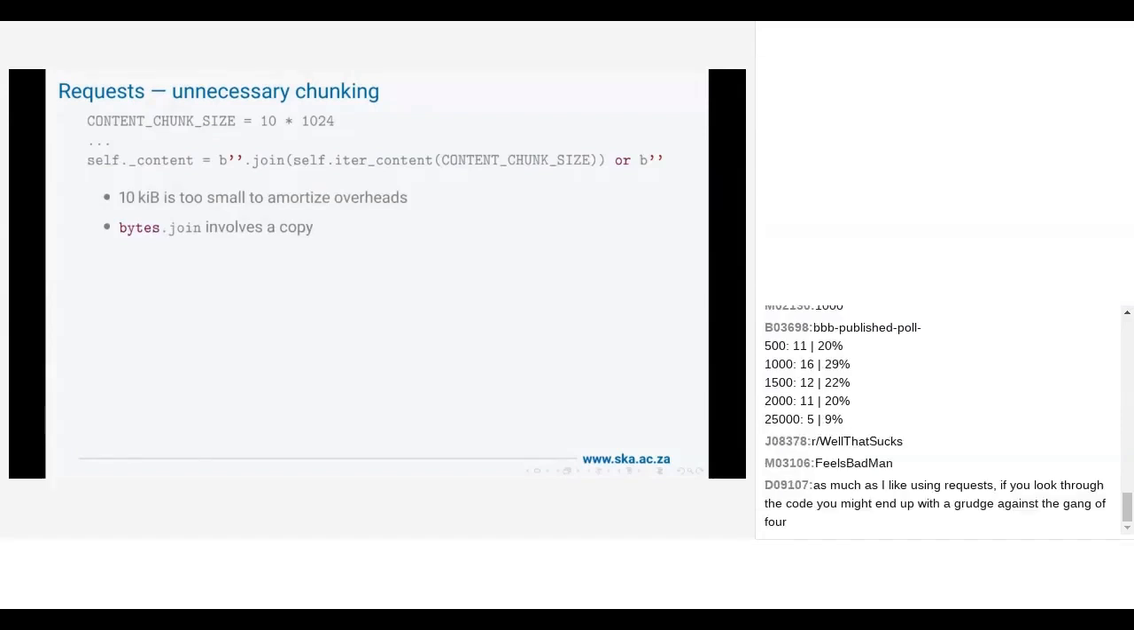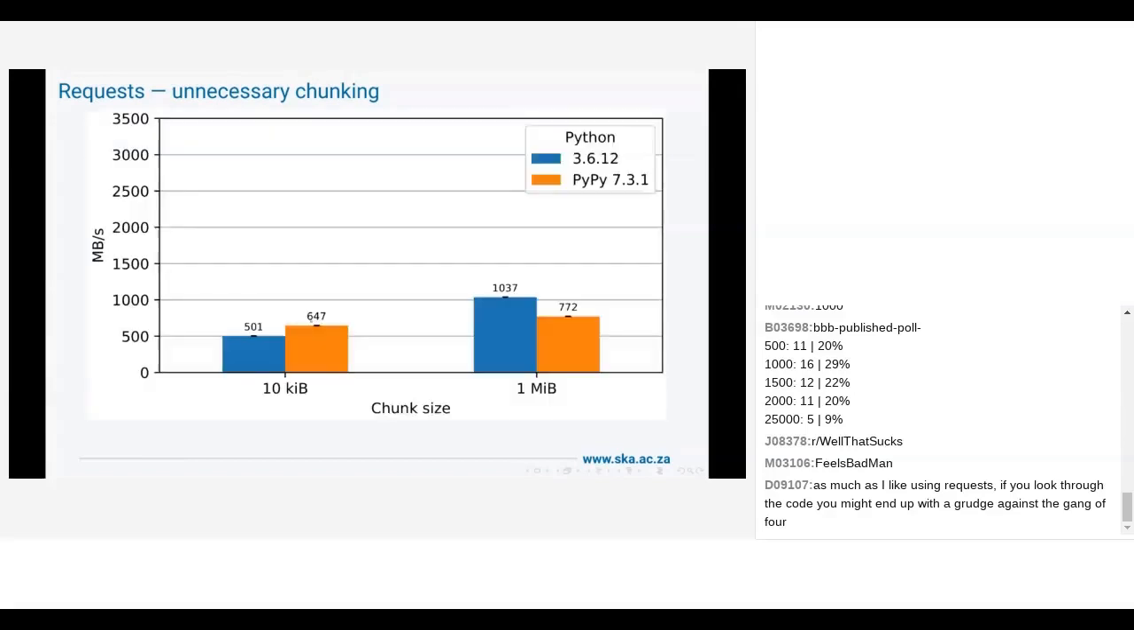The other thing that's not so great is because we're collecting together all these chunks, it means to load this 1 gigabyte file, we've now got a gigabyte worth of 10K chunks, and then that bytes.join is going to allocate a second gigabyte and copy all the data across, which means that we've temporarily got 2 gigabytes in memory, even though we only actually wanted to fetch a 1 gigabyte file. So let's see what happens if we just increase the chunk size.